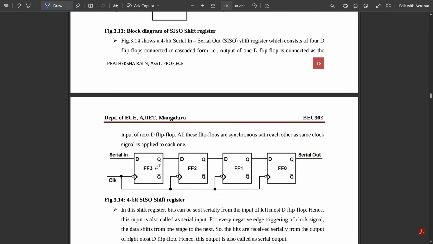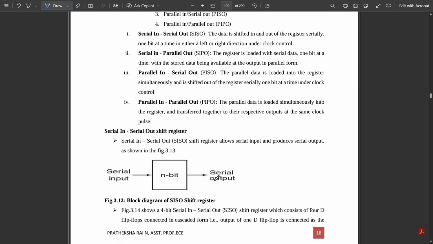So this is basically a serial in, serial out connection. Just for demonstration, I'm showing that this is the output of that flip flop, and it is given to the next stage input flip flop, like this. The connections are made like this for all of the shift registers.